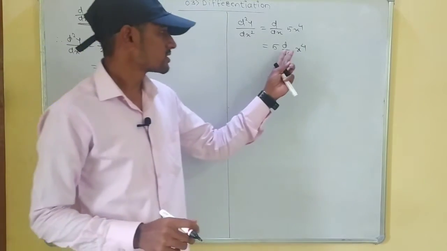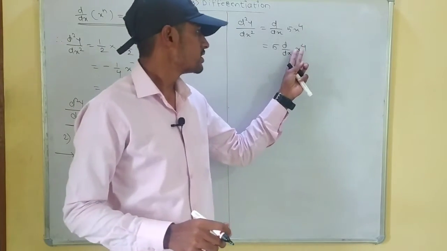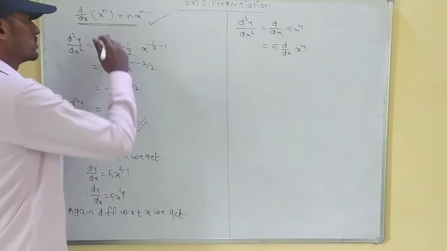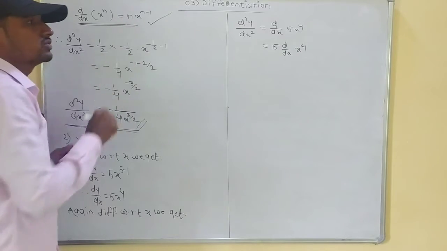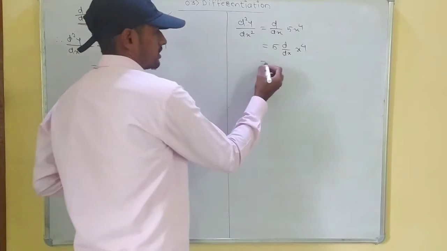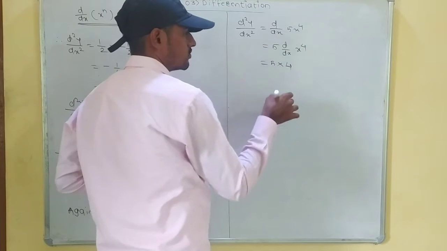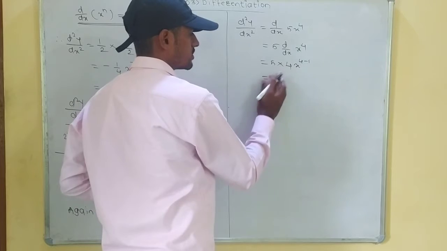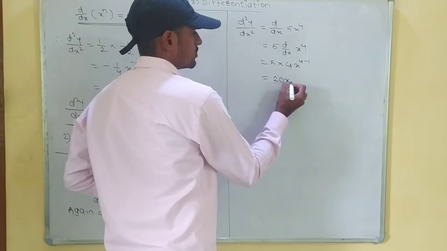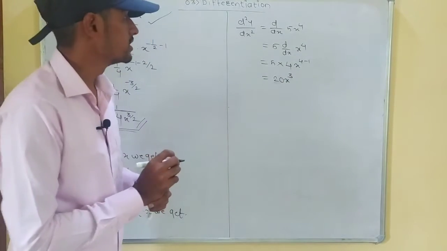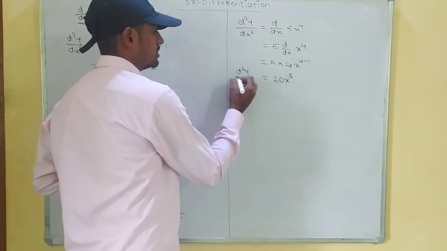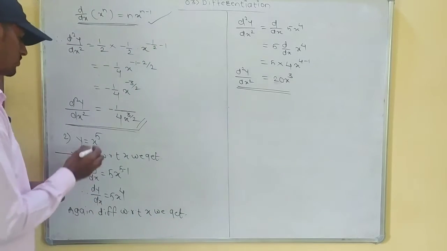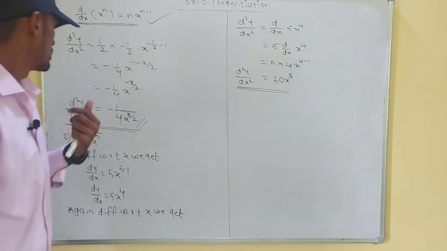Derivative of x raised to 4, treat this derivative like this formula, derivative of x raised to n, which is nothing but n into x raised to n minus 1. So write down here 5 as it is, 4 x raised to 4 minus 1, which is equal to 5 4s are 20, and x to the power 4 minus 1 means 3. So this is d square y by dx square. This is nothing but the second order derivative of y is equal to x raised to 5.